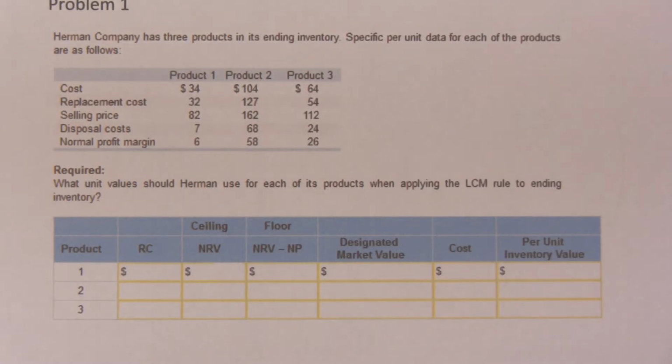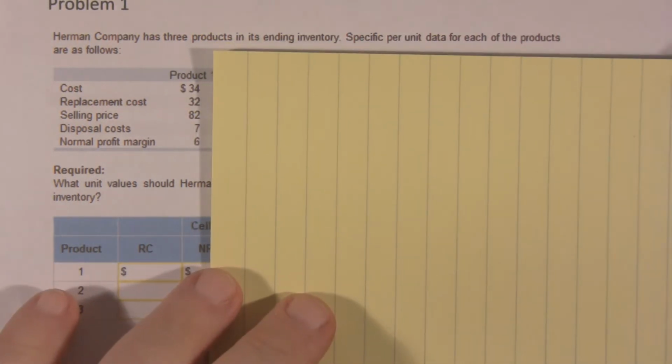Okay, let's take a look at this. This is problem one, lower of cost or market. And let's take a look at this and see if we can figure out what we're doing here, okay? So let's take a look at product one.